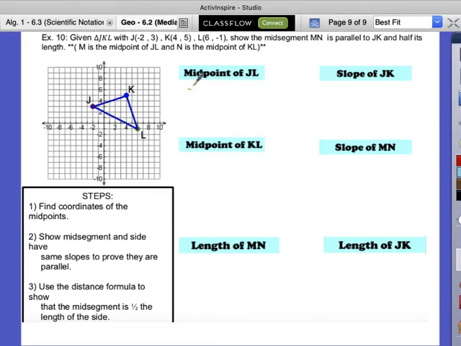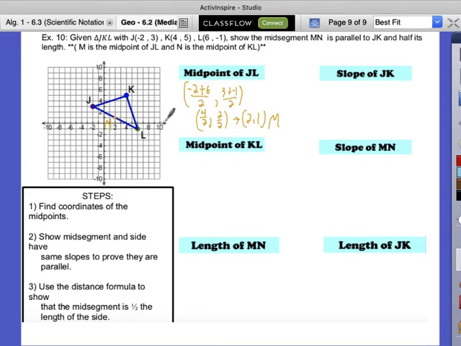So for JL, you take -2 plus 6 divided by 2 for the x. And for the y, you take 3 plus -1 and divide by 2. -2 plus 6, that's 4 divided by 2. 3 plus -1 is 2 divided by 2. So it's 2 comma 1. And now we were told this midpoint is to be called what? M. So we're going to go over to 2 comma 1, and we're going to plot M.